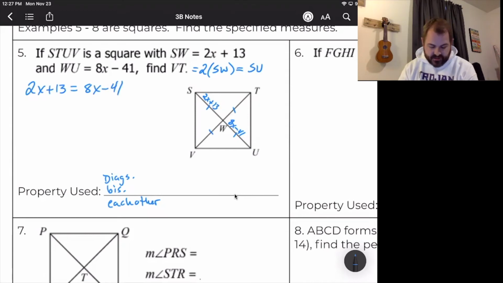Subtract 2x from both sides. You get 13 equals 6x minus 41. Add 41 to both sides. You get 54 equals 6x. Divide by 6 on both sides, and x is 9.